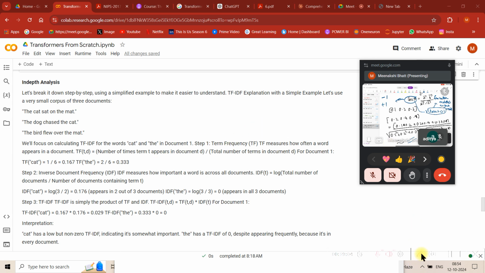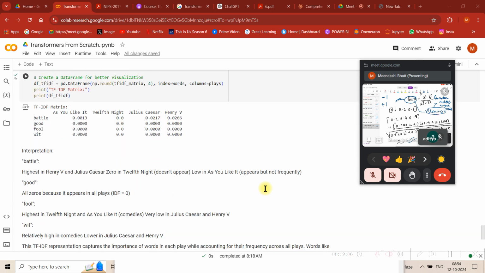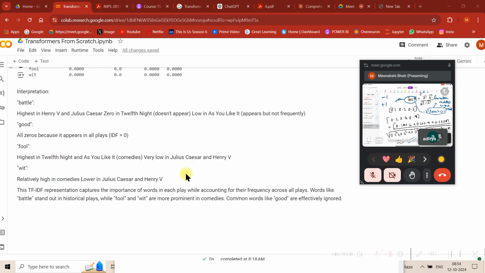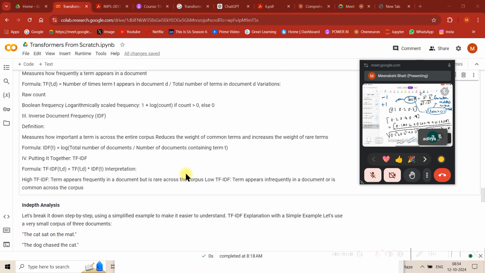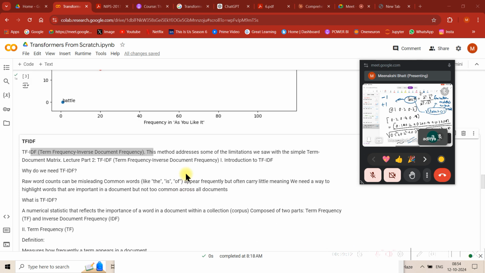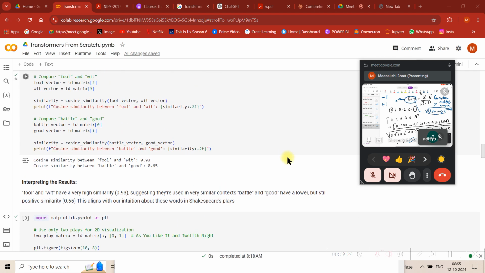Both of these methods are not used anymore, but it's just an interpretation of how words are expressed as vectors, and how these vectors essentially capture the semantic meaning of the text, and essentially the text is a representation of words.